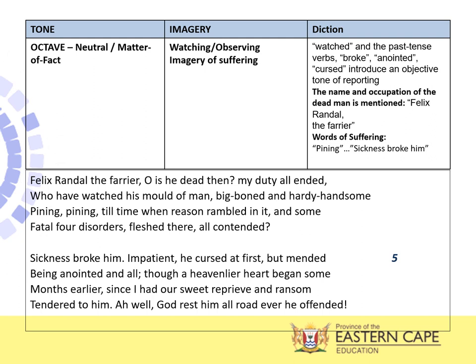The past tense verbs, broke, anointed, cursed, they introduce a very objective tone, an attitude of reporting. And then the name and occupation of the dead man is mentioned. He's a farrier. And then there's also words of suffering, pining, and sickness broke him.